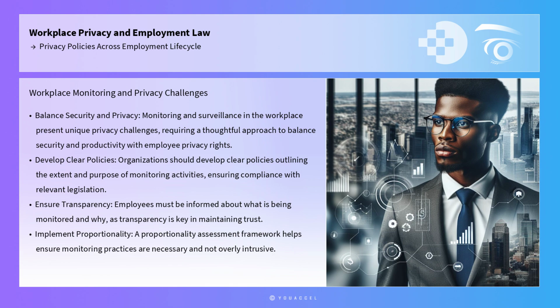Transparency is key. Employees must be informed about what is being monitored and why. Implementing a proportionality assessment framework helps ensure that monitoring practices are necessary and not overly intrusive. For instance, monitoring work email for security breaches is more justifiable than tracking an employee's personal phone usage.